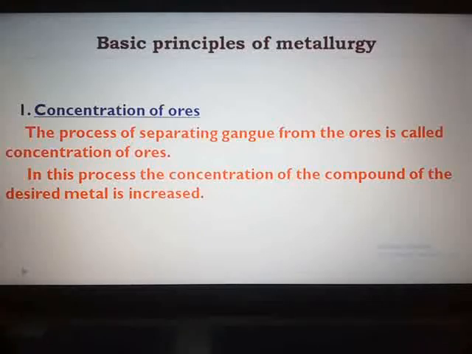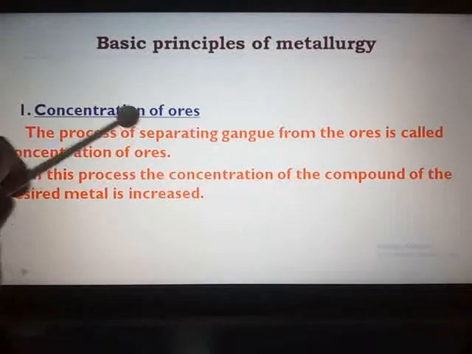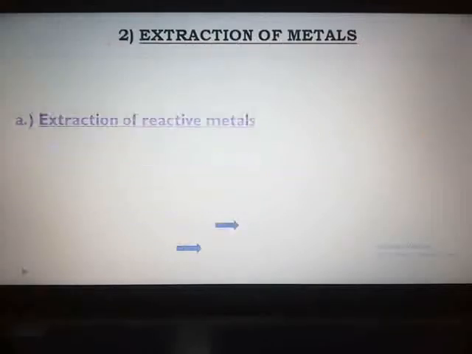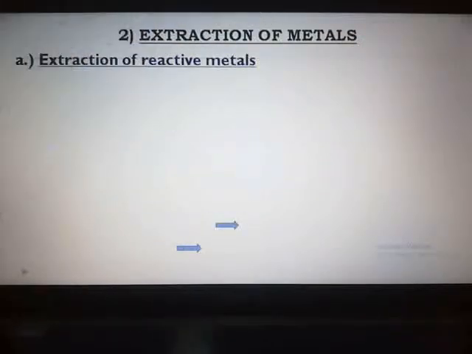Separation based on gravitation, under which we studied the Wilfley table and hydraulic separation method. Then we saw the magnetic separation method, froth flotation method, and method of leaching. Now we move towards the next step of metallurgy. The concentration of ores step is over. After concentration, the next step of metallurgy is extraction of metals.